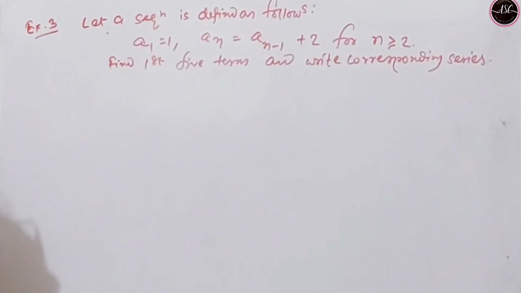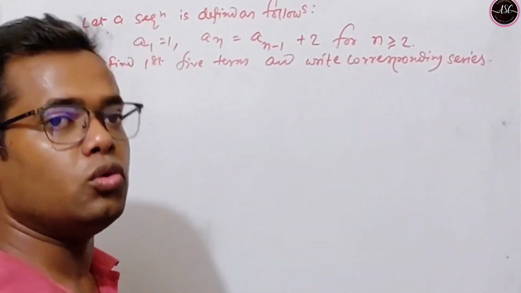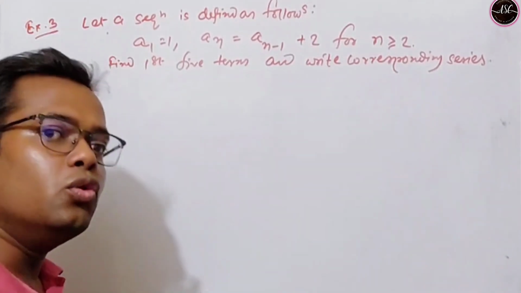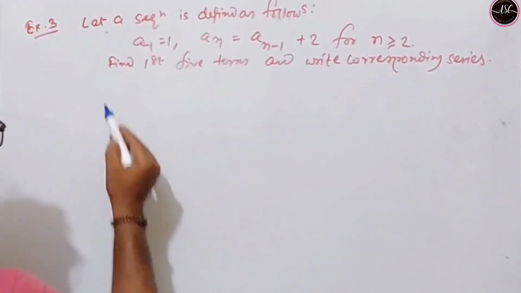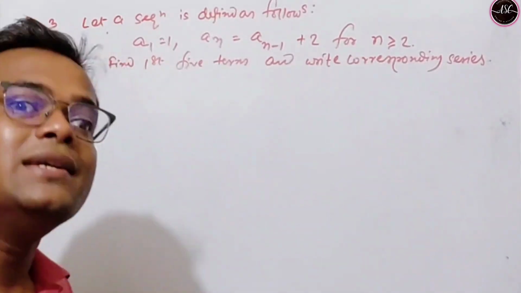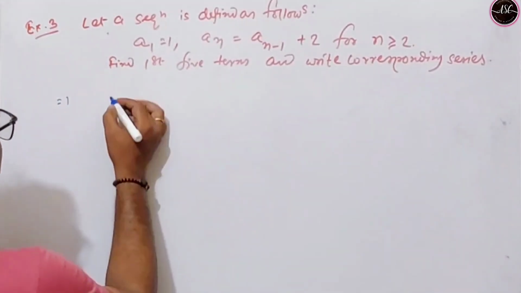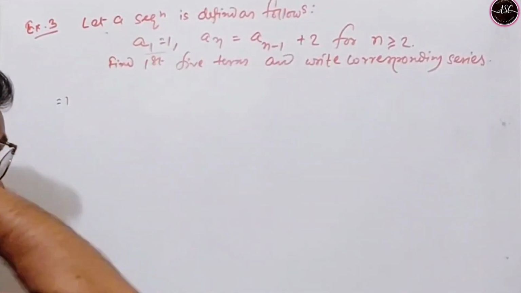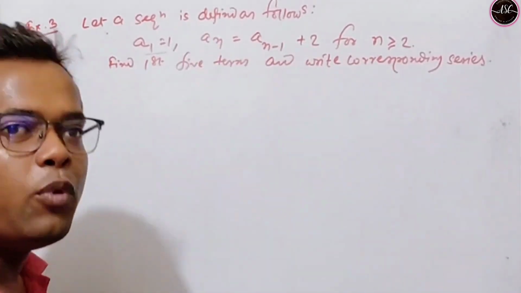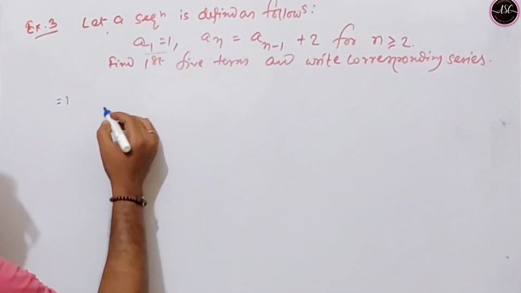Let a sequence be defined as follows: a1 is equal to 1, an is equal to a(n minus 1) plus 2, for n greater than or equal to 2. Just see the value of n: n greater than or equal to 2, that means the value of n will be 2, 3, 4 up to infinity. Find the first 5 terms and write the corresponding series. We have previously learned to find out the terms. Here a1 is equal to 1, that is given, and we will find a2, a3, a4 as n is greater than or equal to 2.